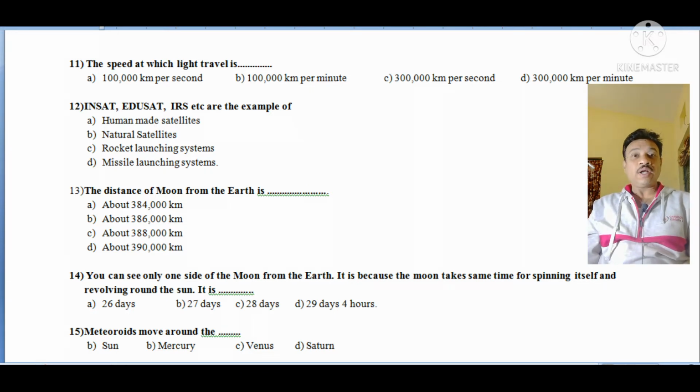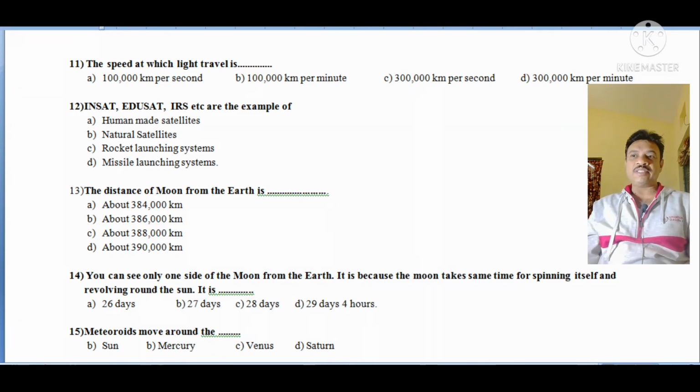So what time is it taking: 26 days, 27 days, 28 days, or 29 days and 4 hours? What is the correct option? It is not taking 26, neither 27 nor 28 days is the correct option, and finally 29 days and 4 hours is also a wrong answer.